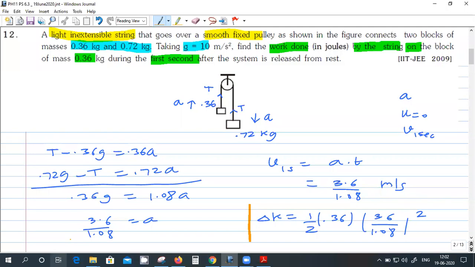This is how much? See, this is 0.6 square, right? 0.36, 0.6 and 0.6. So it is 0.6 into 3.6 divided by 1.08 whole square. Sir, I'm getting, yeah, I got that only. So this is 3 times this. No, it's exactly 10 by 3. Yeah, exact, because g is 10 only. Okay, fine. Move to the next one.